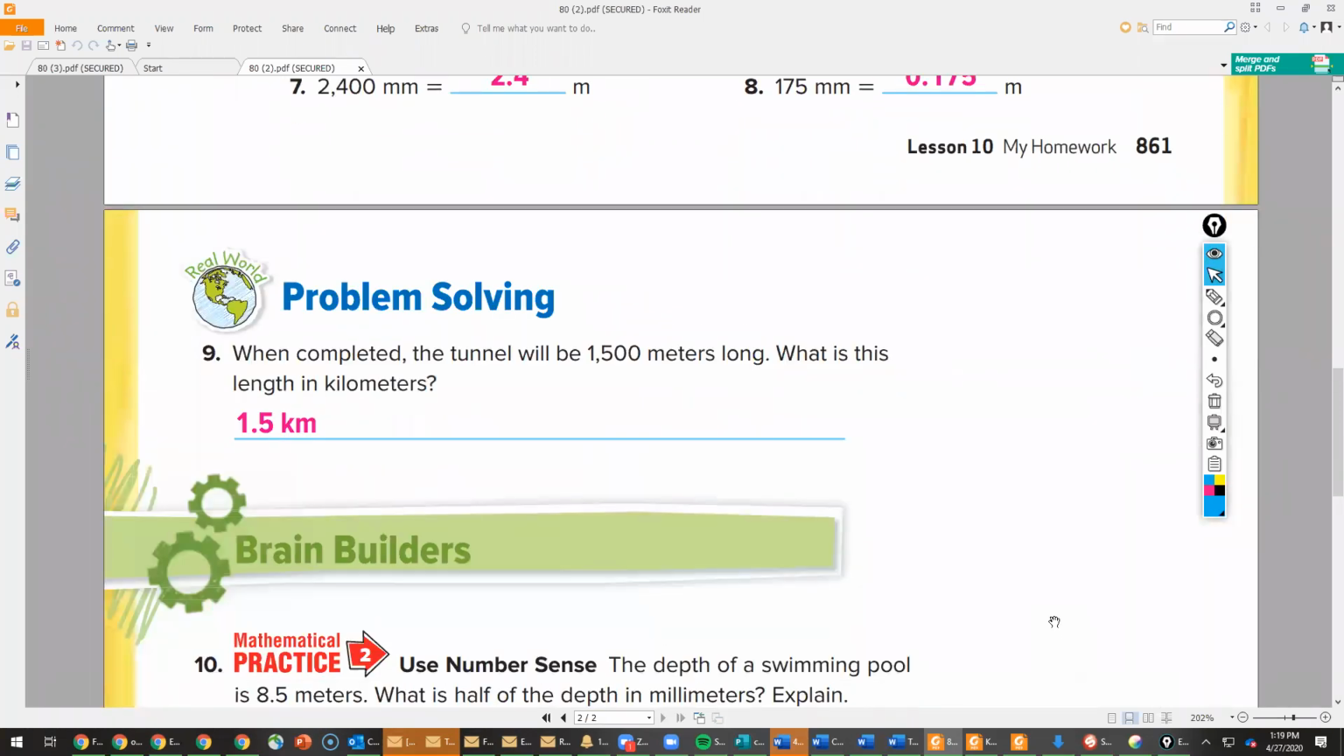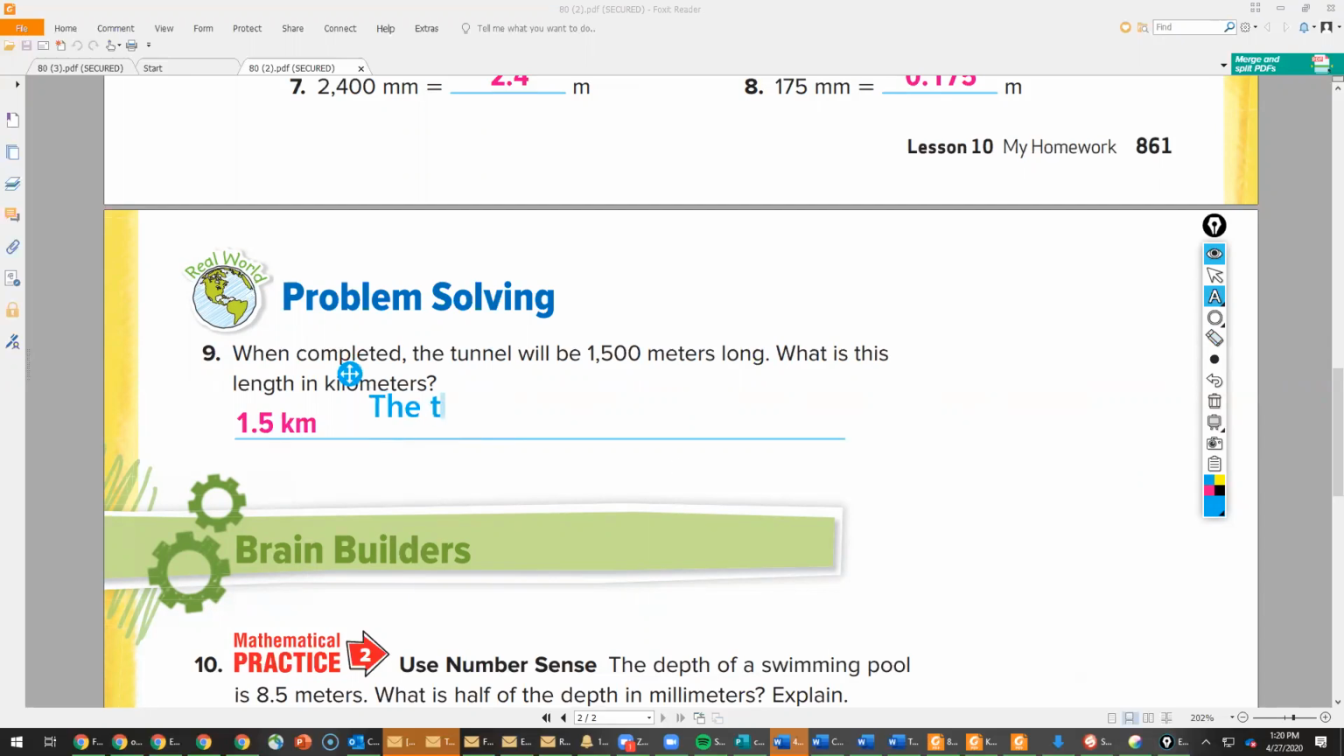Now here it says on number 9, when completed, the tunnel will be 1,500 meters long. What is this length in kilometers? I want you to make sure that you use an answer sentence here, boys and girls, and this is what I'm really going to look for. Let's make those bigger words so you can actually read them. Let's move on down to this. All right, so we'll go ahead right here.